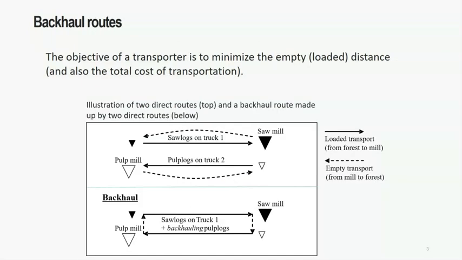In operational planning, we often want to find routes that minimize the unloaded distance. A normal destination is based on driving loaded in one direction and unloaded in the other direction. This gives an efficiency of only 50%. A backhaul route makes a loaded transport and then drives a short distance to pick up another load for transport to a mill close to where the first load was picked up. The aim is to find backhauls that reduce the unloaded distance.